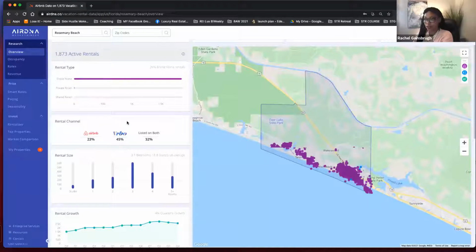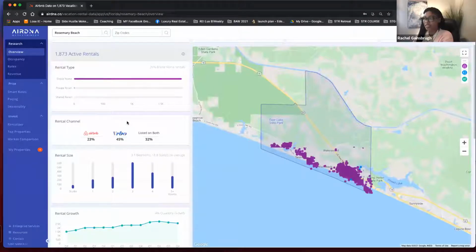So not a lot of people are using Airbnb. They're primarily using Vrbo. As you know, Airbnb is like the Google for short-term rentals. When someone's thinking short-term rental, they go to Airbnb first. And so imagine the market share that's being missed by the 77% that aren't using Airbnb. And so that's really, really telling for me.